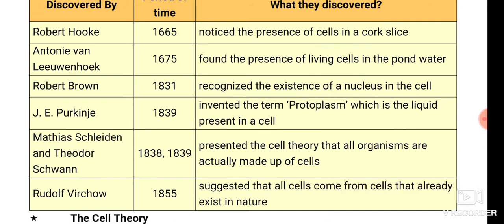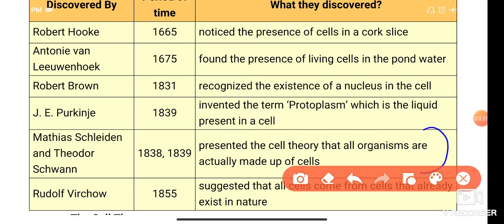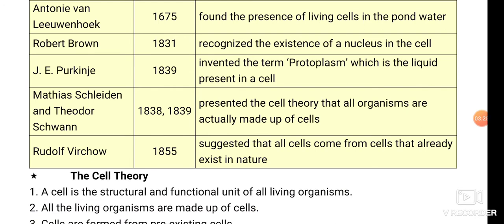Then Matthias Schleiden and Theodor Schwann, in 1838 and 1839. Matthias Schleiden was a botanist and Theodor Schwann was a zoologist. They both proposed the cell theory. That means all organisms are actually made up of cells. That tells us every organism is made up of cells, along with some more fundamental points.